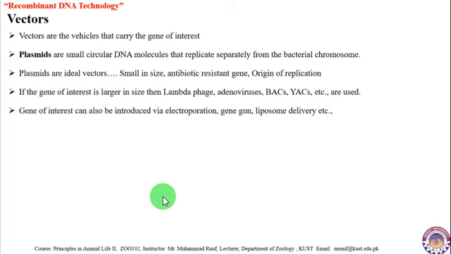Now the gene of interest is incorporated into the cell through electroporation, through gene gun, through liposomal delivery. As I already said, the mechanism of introduction of the gene of interest into the expression system varies, and it can be chemical, physical or biological.